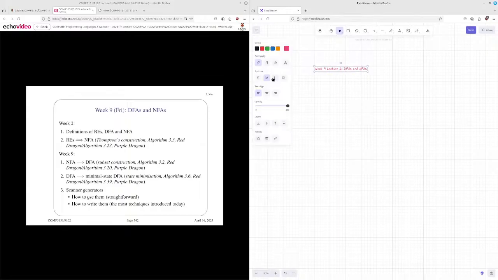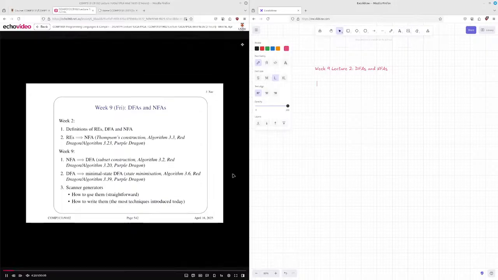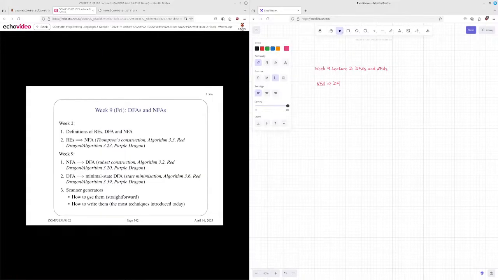Even though we haven't written a scanner by using a scanner generator, nobody is going to stop you from doing that when you leave. So after today's lecture, you should understand pretty much how a scanner generator works. And you should be able to write a scanner generator yourself, because everything that's needed for implementing a scanner generator will have been introduced by the end of today's lecture.